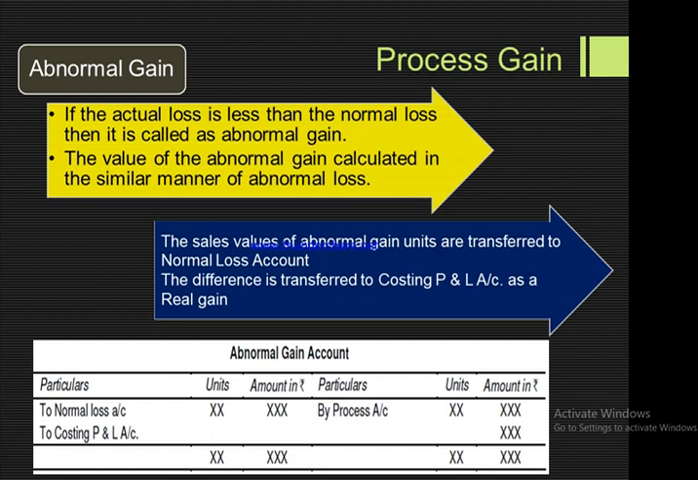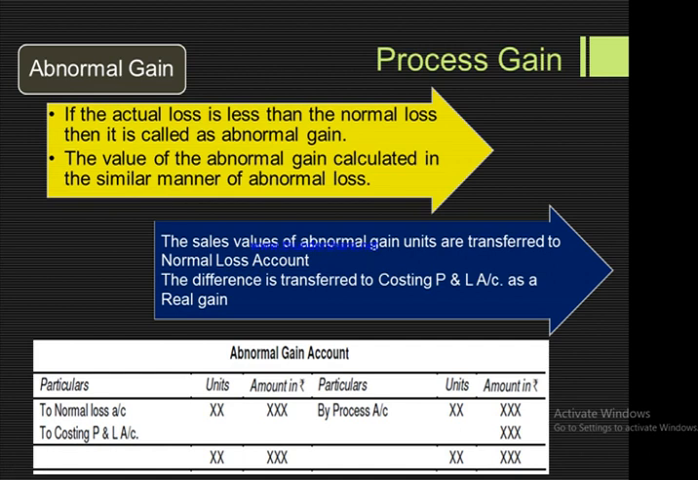Another interesting thing that we come across is abnormal gain. So what is this abnormal gain as such? In case the actual loss is less than the normal loss, then it is called abnormal gain. So the value of this abnormal gain is calculated in a similar manner as abnormal loss. So now the question is, when can this abnormal gain happen?